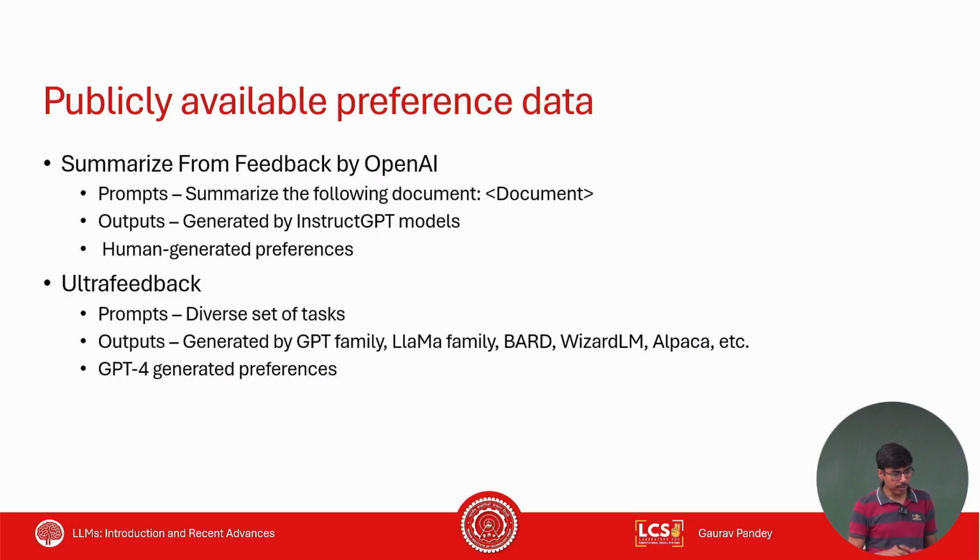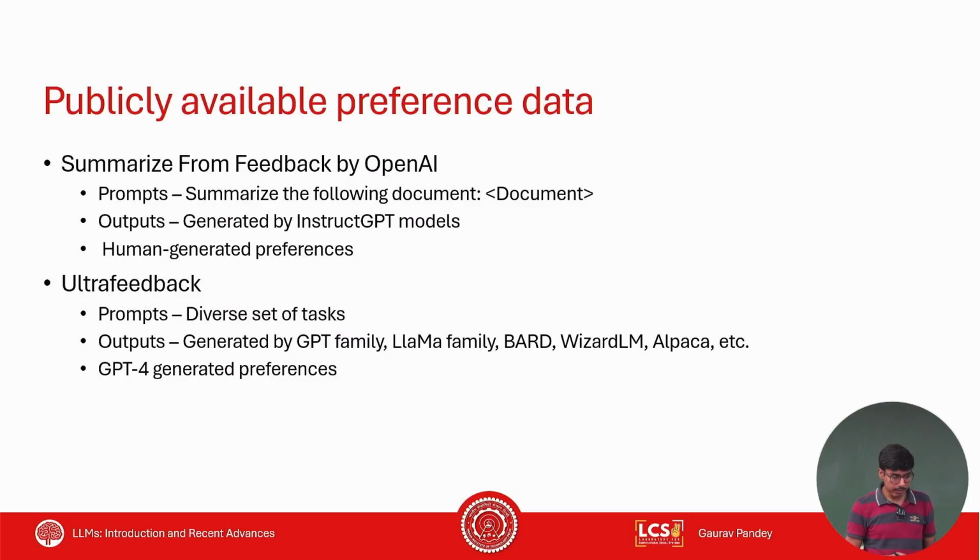Okay, so now that you know how to train from the preference data, where do you get this data from? So there are some preference data that are publicly available. We'll talk about two here and one more in the later slides. There is this data from OpenAI for text summarization, and here the prompt is very simple. Prompt is summarize the following document, and then you're given a document. And the outputs are generated by the models that OpenAI has, the Instruct GPT models. These are older models. And the preferences are generated by humans actually. So these are human generated preferences.